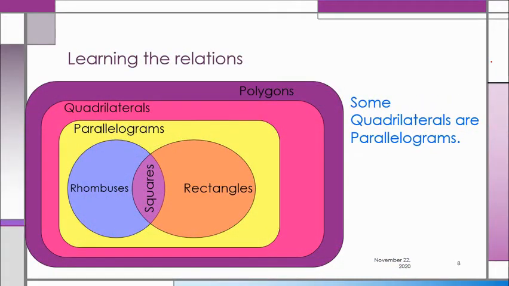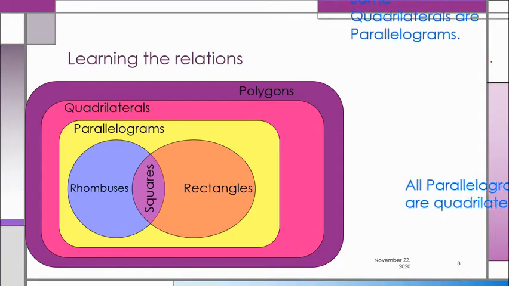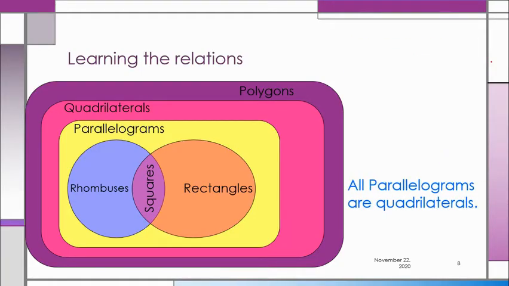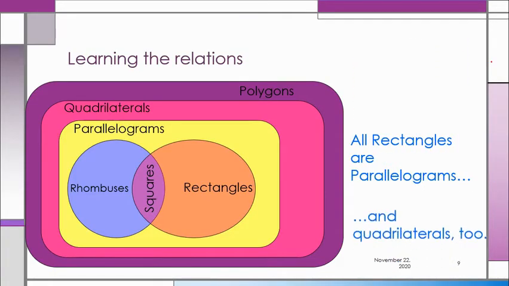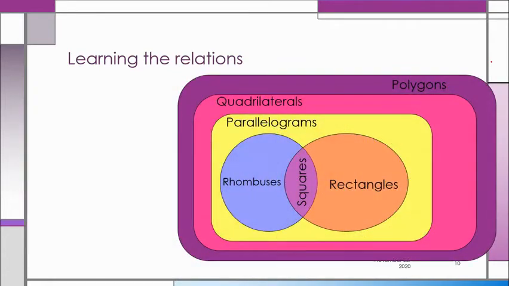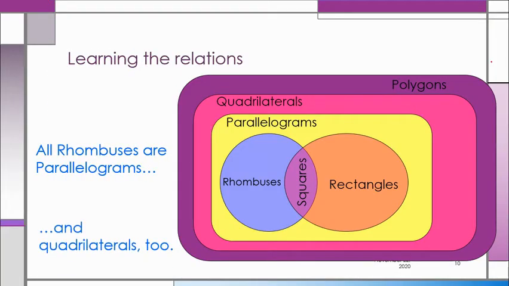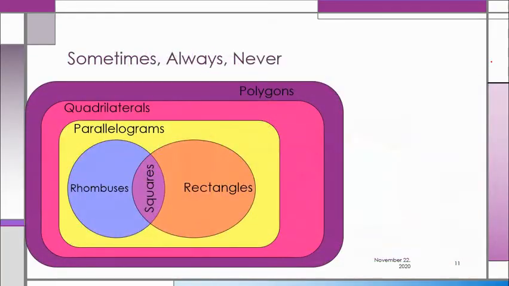Okay? Some quadrilaterals are parallelograms. All parallelograms are quadrilaterals. Some quadrilaterals are rectangles, and all rectangles are parallelograms and quadrilaterals too. Okay? Some quadrilaterals are rhombuses. All rhombuses are parallelograms and quadrilaterals too.